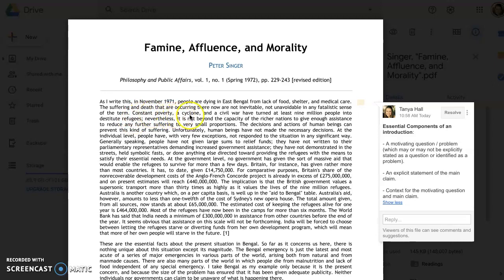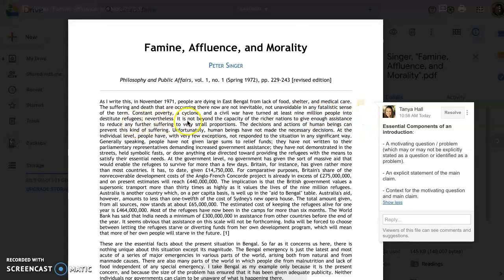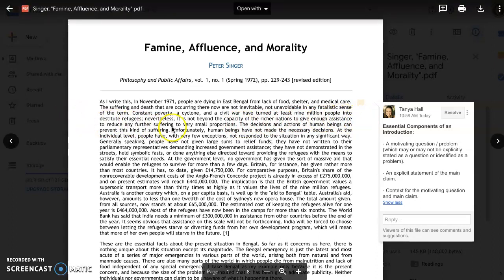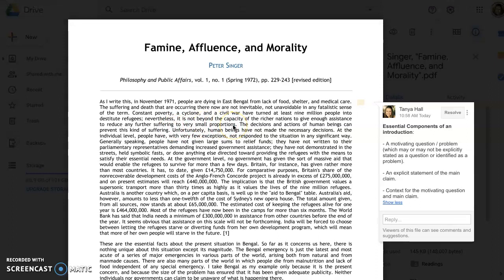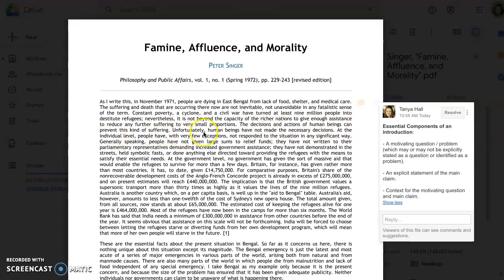Constant poverty, a cyclone, and a civil war have turned at least 9 million people into destitute refugees. Nevertheless, it is not beyond the capacity of the richer nations to give enough assistance to reduce any further suffering to very small proportions. So here we're still getting the "we should do something." The decisions and actions of human beings can prevent this kind of suffering. We can do something. Unfortunately, human beings have not made the necessary decisions.